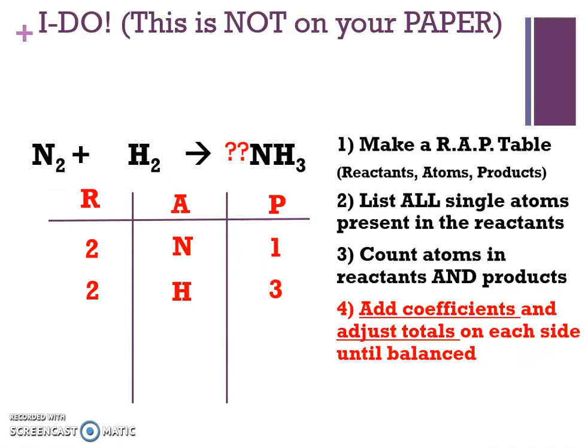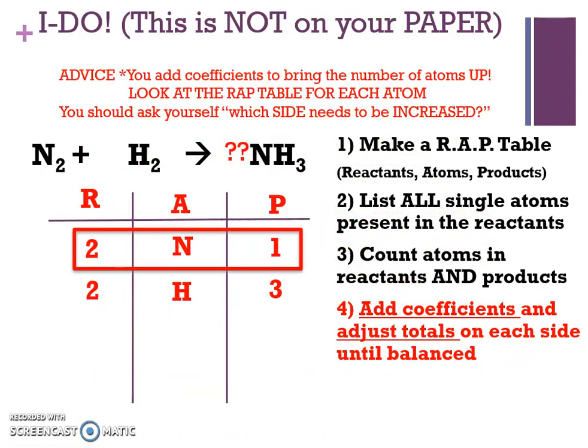Cool. Now we're going to add coefficients to bring our atoms up. So, as far as nitrogens, I need to bring that up to 2. What coefficient can I add to give me 2 nitrogens on the right? It'll be 2. Change it in the table. That should now be 2. Then, when I changed that, that didn't just affect nitrogen, it also affected hydrogen. So there are no longer 3 hydrogens, there are 6.